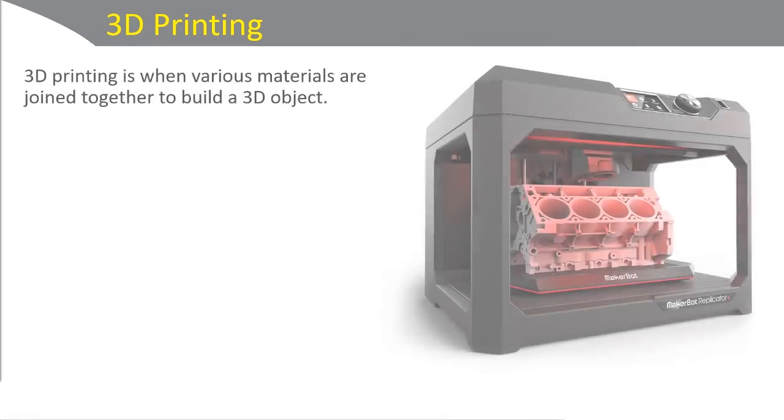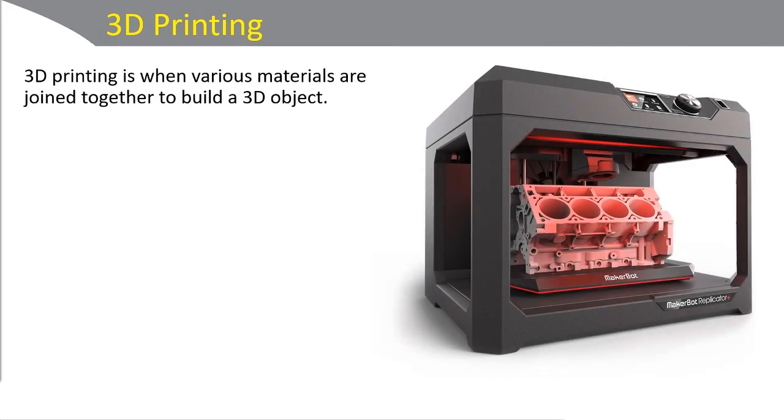Here's a pretty amazing technology, 3D printing. 3D printing is when various materials, often plastic, are joined together to build a three-dimensional object. It's done by designing the object on the computer with CAD software and ultimately exporting the appropriate files to the 3D printer. The technology is often used to create prototypes of products to be later manufactured in bulk. However, it can be used to actually create commercial product as well.